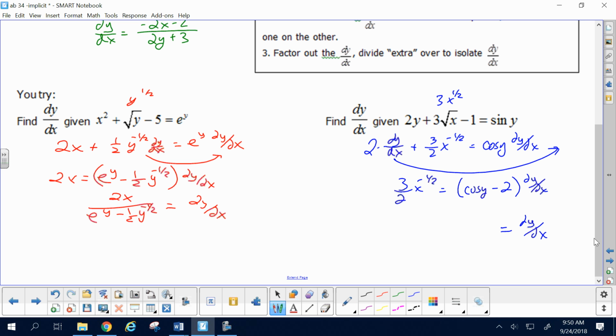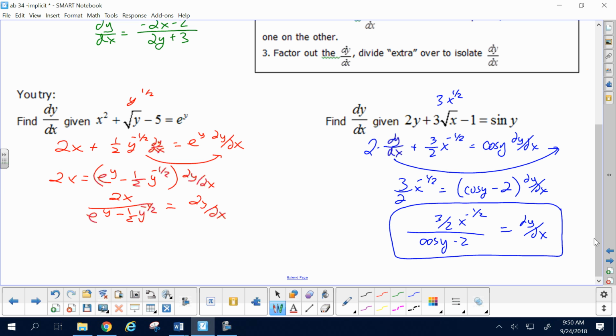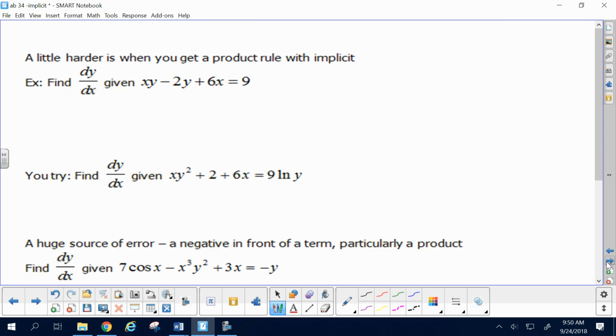Okay, and then in the next step, show something like 3 halves x to the negative 1 half over cosine y. It's 2. Did you get 3 halves x to the negative 1 half over cosine y minus 2? Yes. Yay. Okay. When you get a product rule on these, mistakes happen. Mistakes are made. So be careful here. That's what I'd like to focus on now.